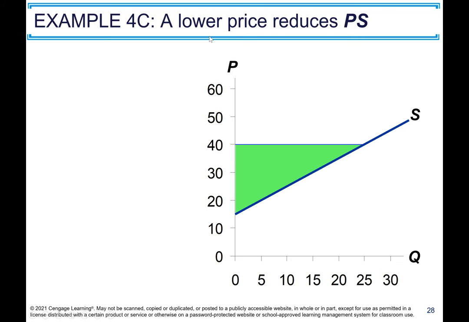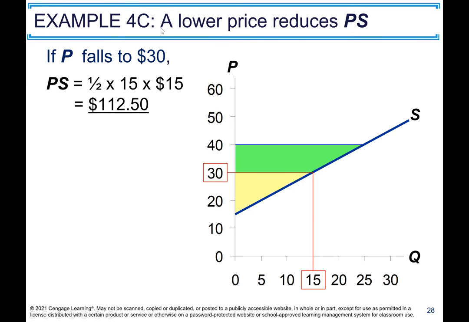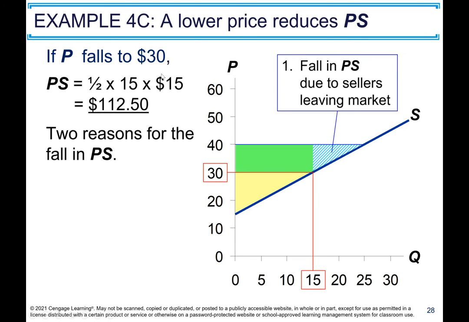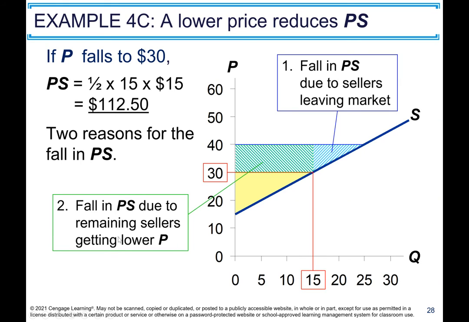A lower price reduces producer surplus. If price falls to 30, producer surplus is now 1/2 times 15 times 15, which is 112.50. Two reasons for the fall in PS. One, fall in PS due to sellers leaving the market. Two, fall in PS due to remaining sellers getting a lower price.